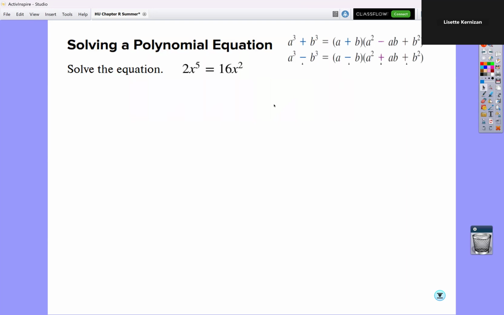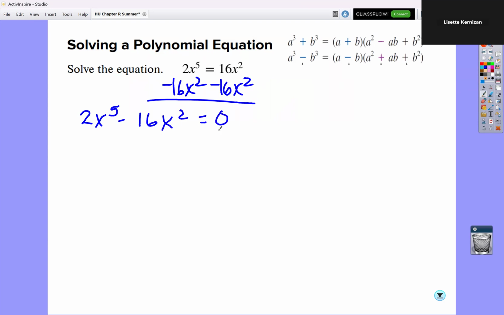Okay, what about when we have a scenario like this? So here we can't just square root, so we're going to make sure that this equals 0. The way that I'm going to do that is I'm going to subtract 16x squared from both sides. That leaves me with 2x to the 5th minus 16x squared equals 0. And then I can factor. So with 16 and 2, I can factor out a 2. X to the 5th and x squared, I can factor out x squared. That leaves me with x to the 3rd minus, what can I divide here? I'm going to get minus 8 equals 0.